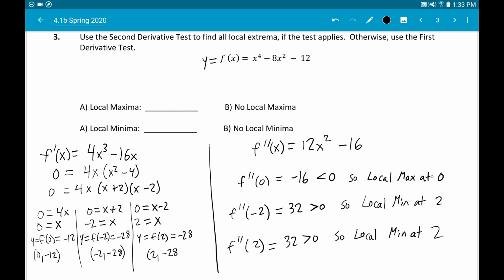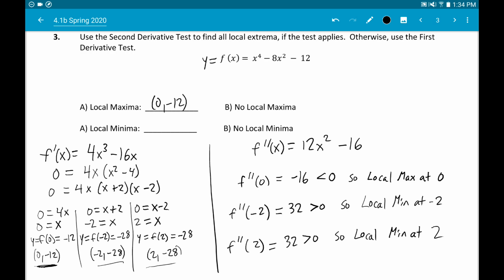Alright, so we've got one local max and it's at 0. So that point was 0 comma negative 12. So 0 comma negative 12 for the local max. And we have two local mins at negative 2 and at positive 2. Okay, so that's negative 2 comma negative 28 and positive 2 comma negative 28.